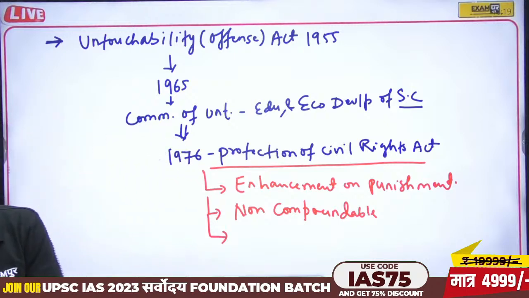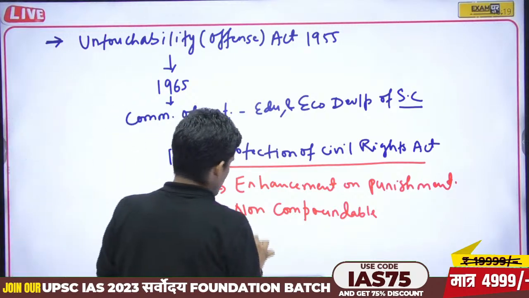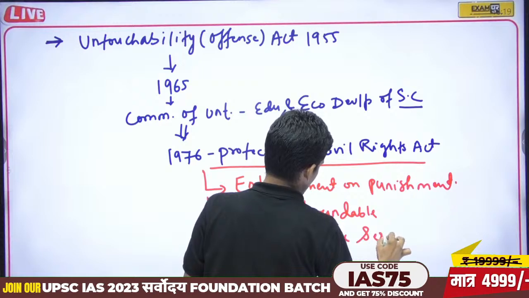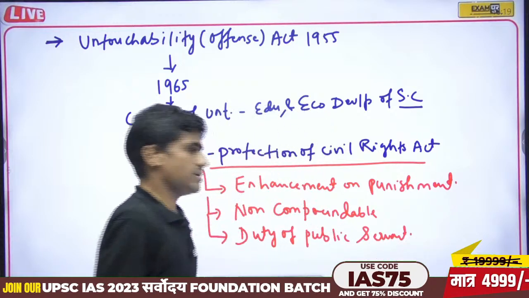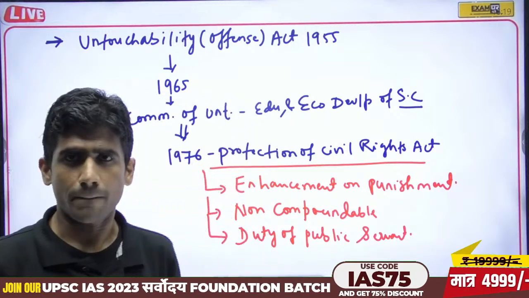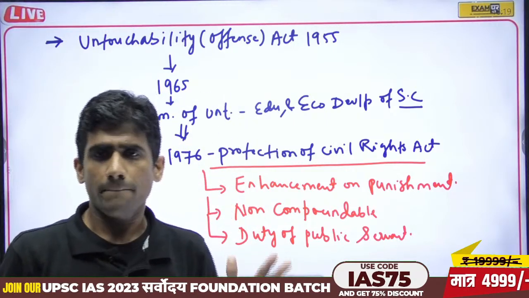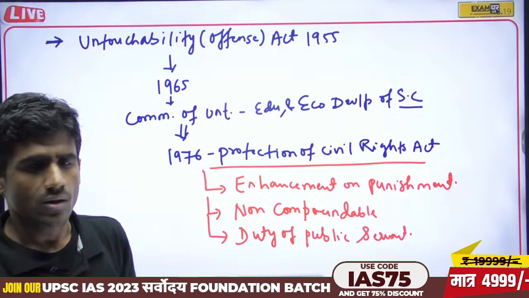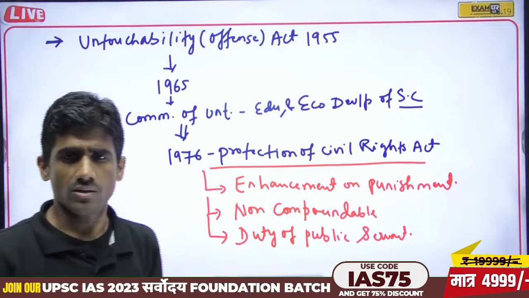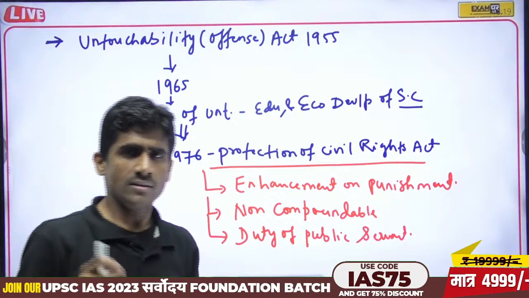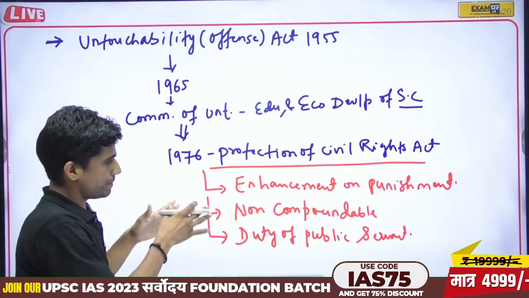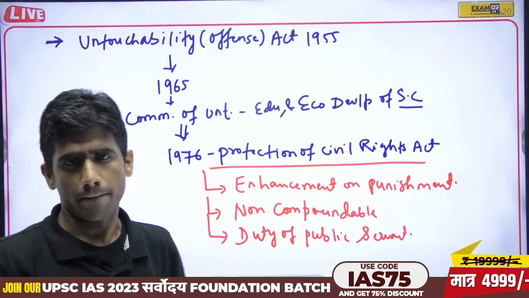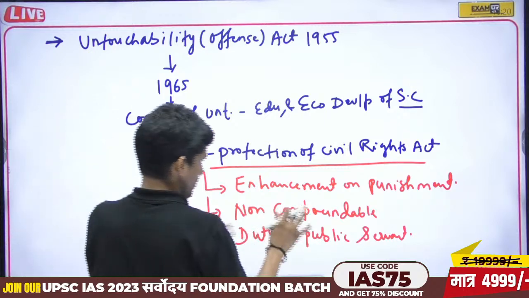Third, duty of the public servant. Suppose there is a practice of untouchability and the public servant does not register your complaint, does not take action, does not investigate, or does nothing. In that case the public servant will be considered the same as the offender. So the duty of the public servant is very, very important.